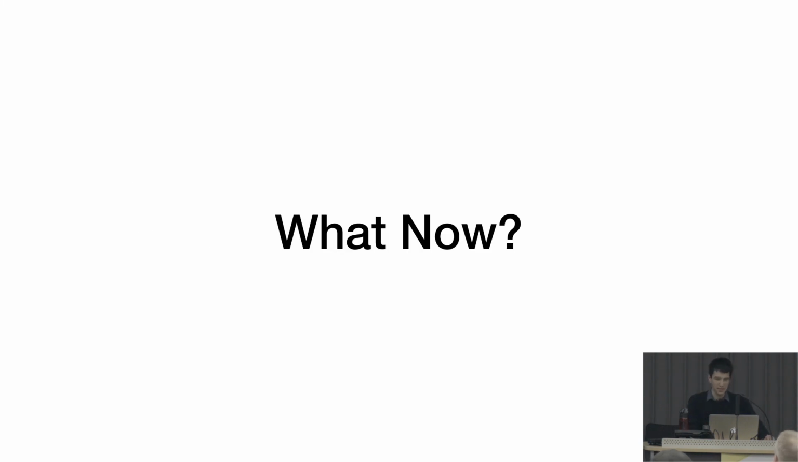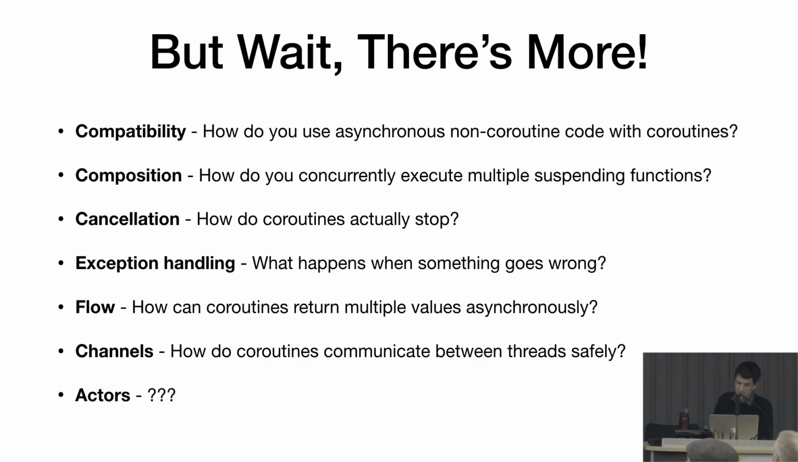So what now? Because I'm getting to the end of my slides here. There's so much more we could talk about. There's compatibility. Once you start using coroutines, it's not like you're going to convert your whole code base to them immediately. There's a lot of asynchronous code I'm sure that you have right now. How are we supposed to interop between coroutines and old async code? Composition. How do you concurrently execute multiple suspending functions? How do you go from concurrency to parallelism where you actually have two things operating at the same time?